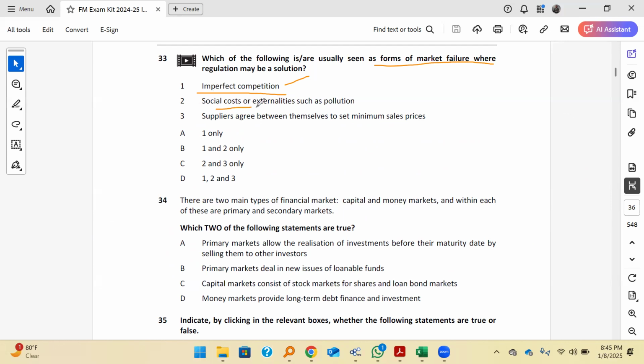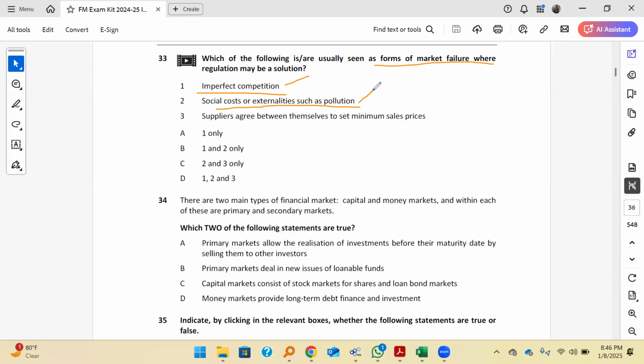Social costs or externalities such as pollution. That is also a failure of the market. Because if the market doesn't fail, then we shouldn't have things like pollution. Usually what happens with pollution is that people are trying to get something cheaper without looking at the effect on the environment. So that is market failure as well.